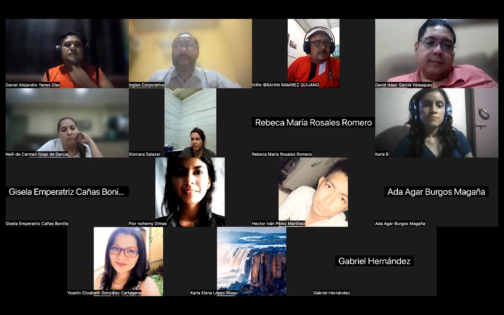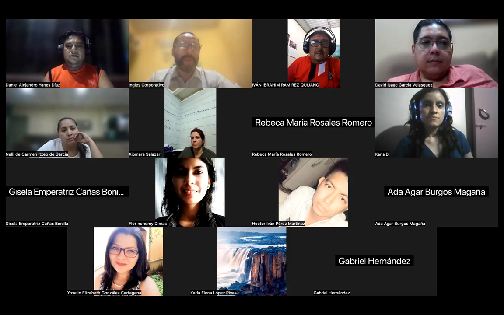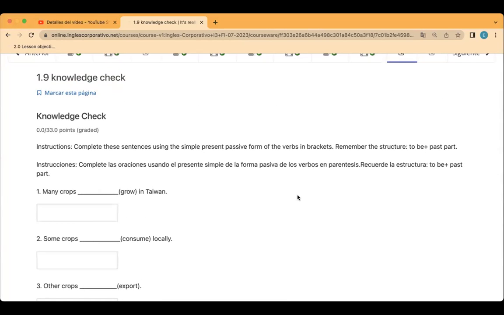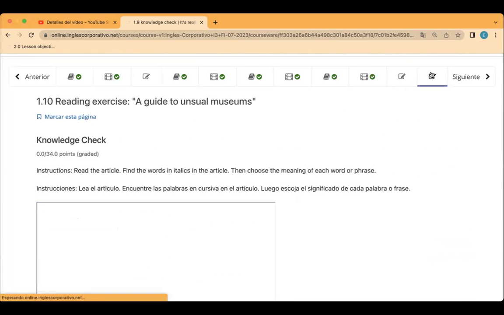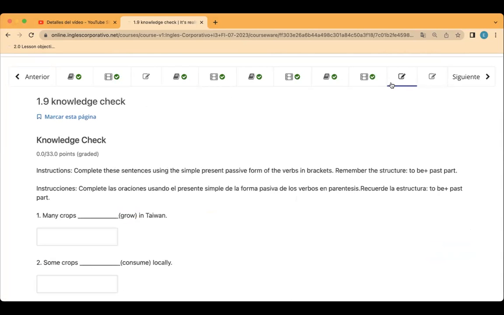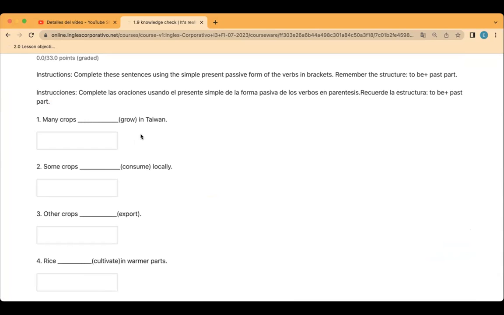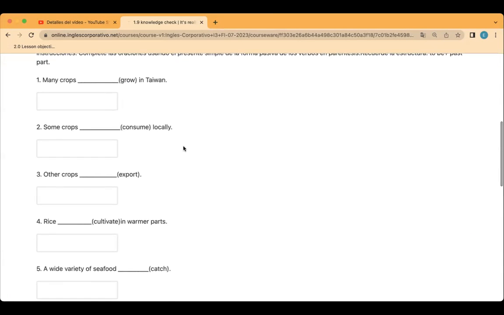All right, so now that we have a better understanding, we're going to try a few exercises. Here, I'm going to share my screen with you so you understand what we're going to do. Here we have the knowledge check from 1.9 and 1.10. In 1.9 is answering the questions with the correct form of the verb. So we're going to use this verb with the passive. Remember, to put the passive, what do we need? We need to put the verb to be and the past participle. Not only the correct word, not only "many crops grow in Taiwan." No, you need to put the verb to be and the verb in the past participle to use it correctly.